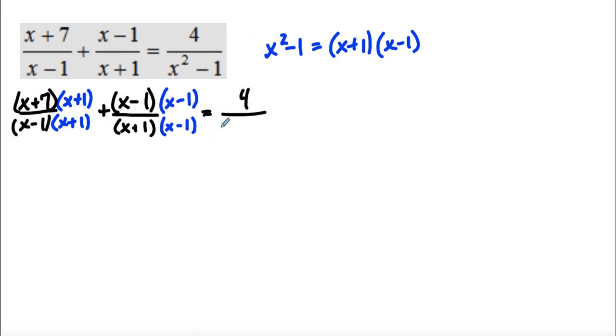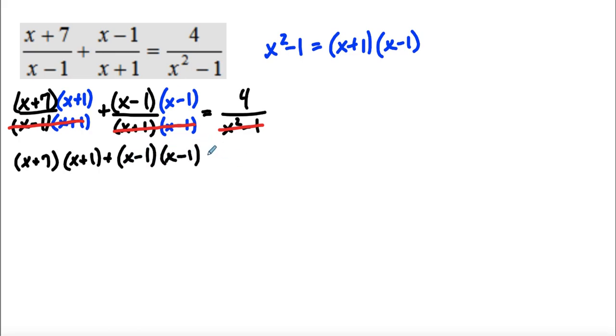I'm almost done here. I got 4 over x squared minus 1. I'm not quite done, but I'm ready to cancel out the denominators because they all have x plus 1, x minus 1. So I'm going to cancel those out, and now I'm going to have x plus 7 times x plus 1, plus x minus 1 times x minus 1, equals 4. Now I have to multiply these out so I can solve for x. And remember, when you multiply out, you're distributing. So we're going to distribute these.